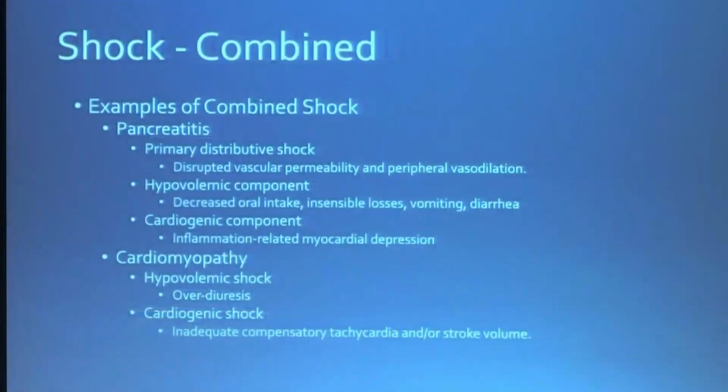Now, a couple of combined shock examples. Pancreatitis: primarily distributive shock, disrupted vascular permeability and peripheral vasodilatation, so you drop your preload because of peripheral vasodilatation. And then there's decreased oral intake and vomiting and diarrhea, so you get hypovolemia as part of this picture as well. And then the inflammation itself, the SIRS part of this, causes cardiogenic myocardial depression, so it's cardiogenic shock. So you get all three in severe pancreatitis.